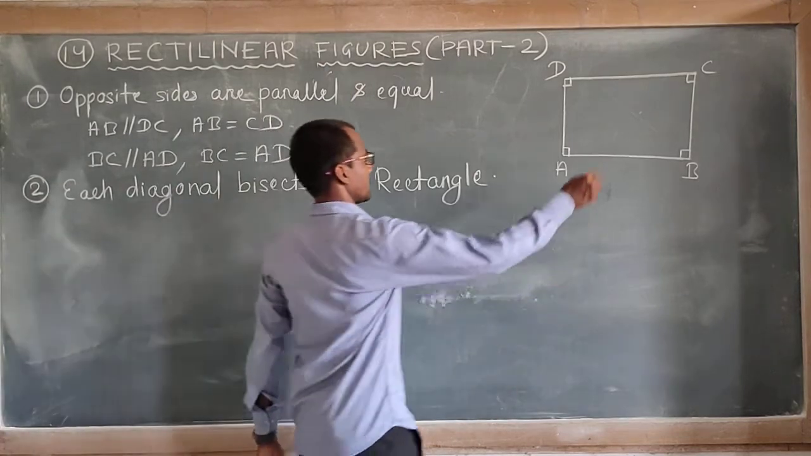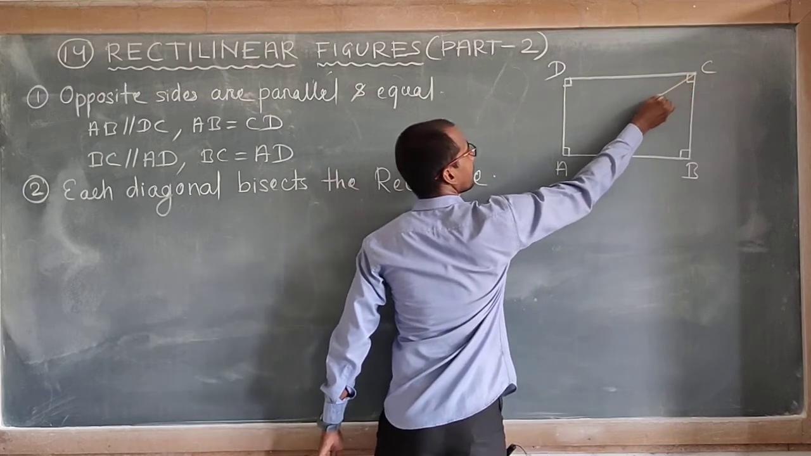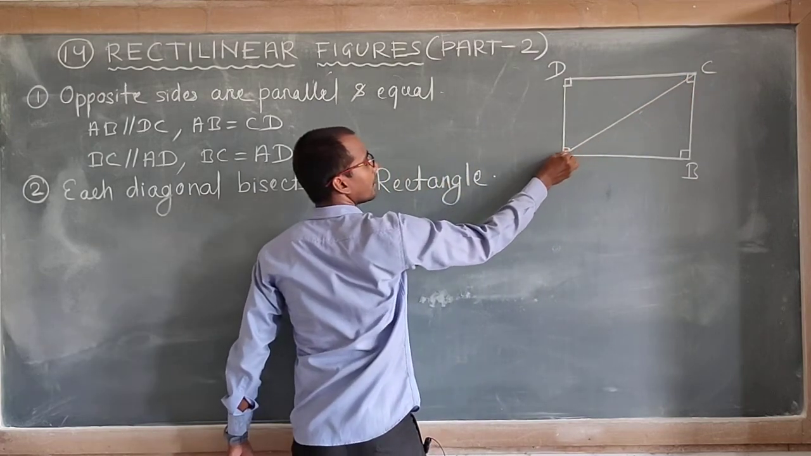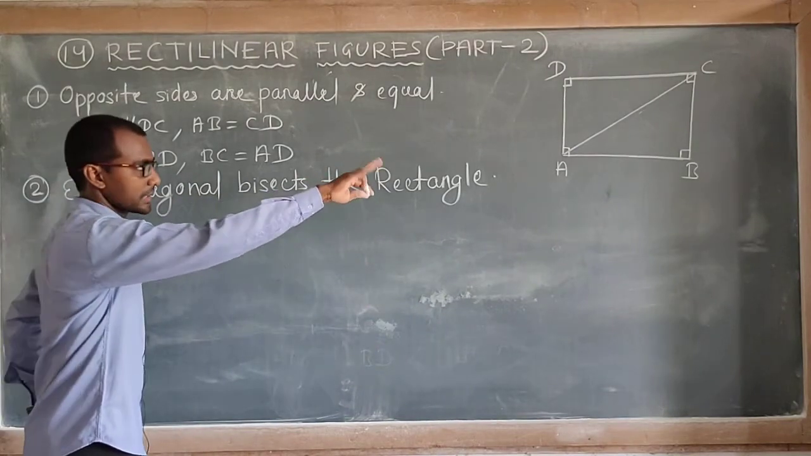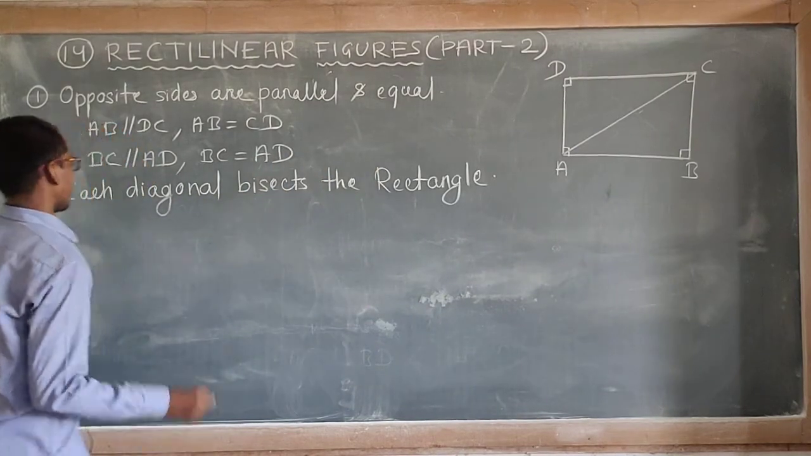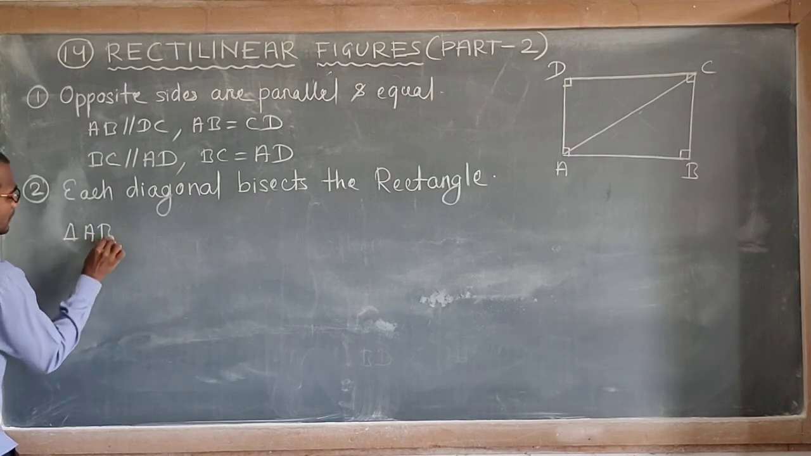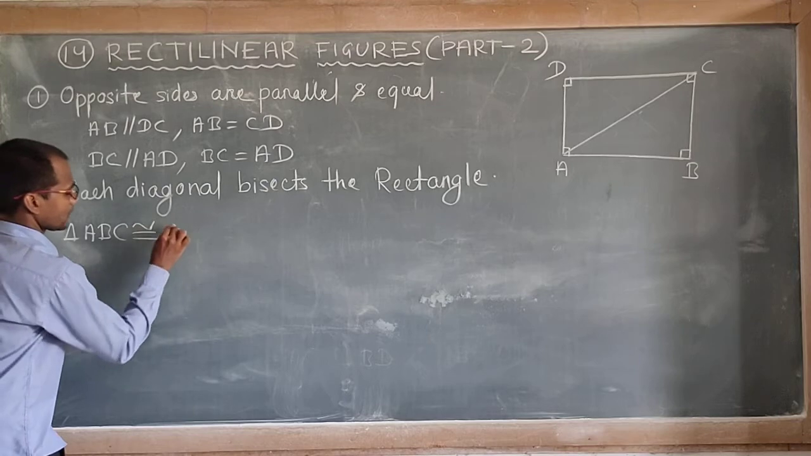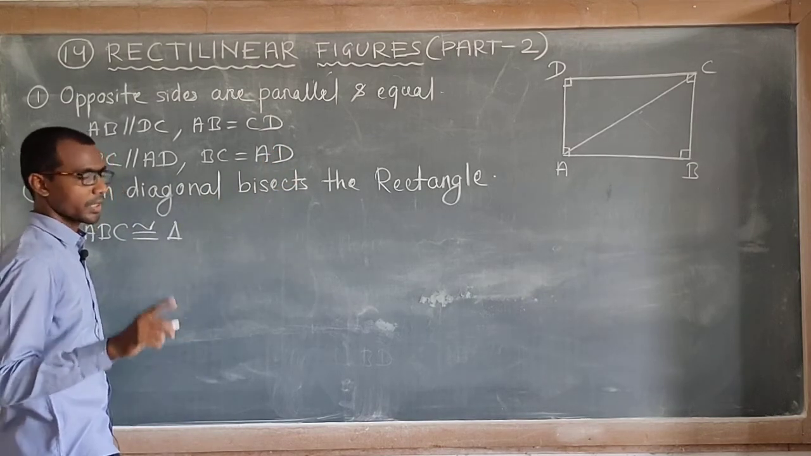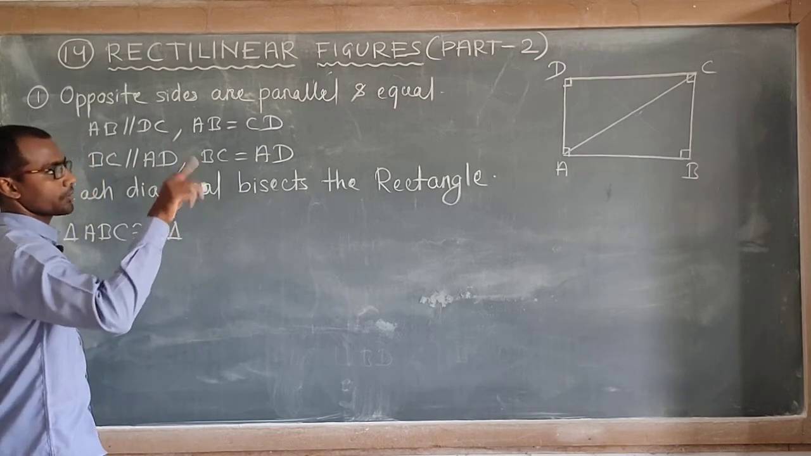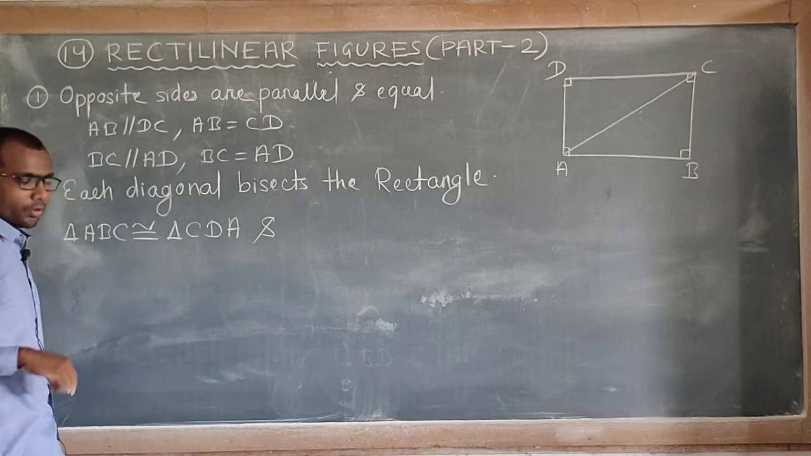So if I join AC, you can see we have got two triangles, they will be congruent to each other. So triangle ABC is congruent to triangle ADC. But we have to take the proper order. So ABC, CD, this is the proper order.